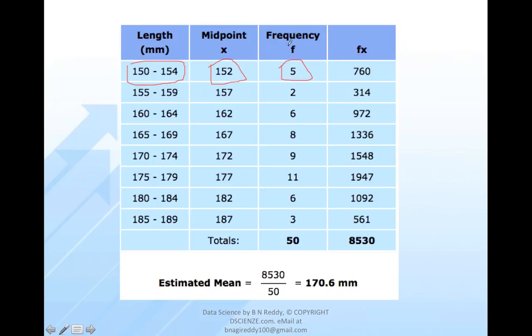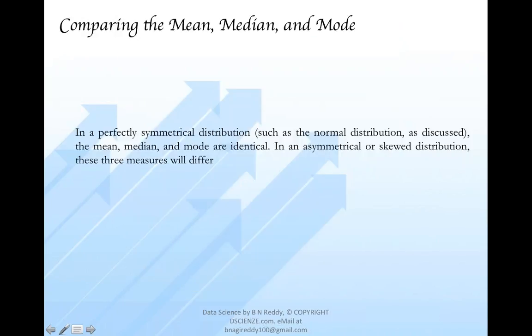F is the frequency and X is the midpoint. F into X: if you multiply 152 into 5, you get 760. So if you add up these values you get the total, and divided by 50, you will get 170. This is how we calculate the mean for grouped data.